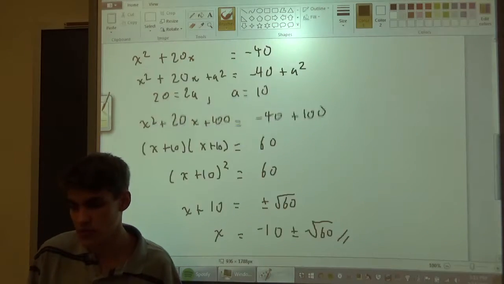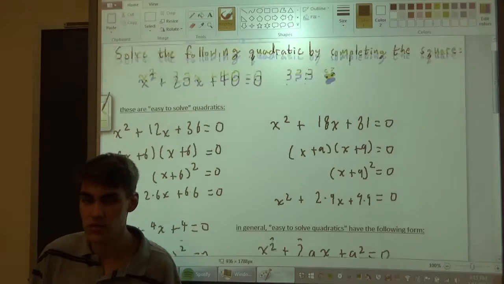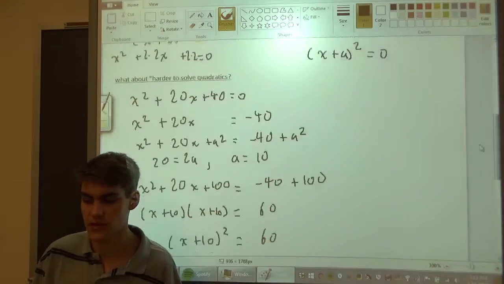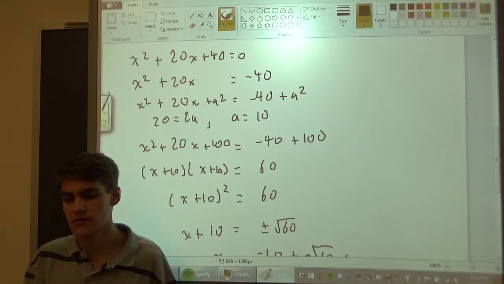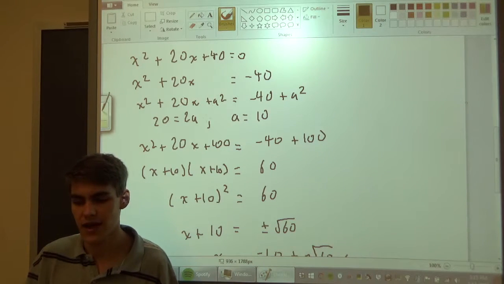And we just completed the square. That is completing the square. This whole process of moving it over and then adding a squared to both sides and finding a.